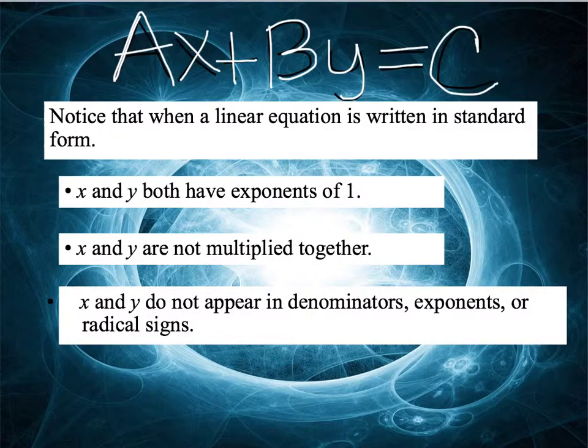Notice that when a linear equation is written in standard form, both x and y have exponents of 1. So there's an invisible 1 here and an invisible 1 there. X and y are not multiplied together, so you have x plus y, not xy. We don't have that. And x and y do not appear in denominators, exponents, or radical signs. This gives us a linear equation.